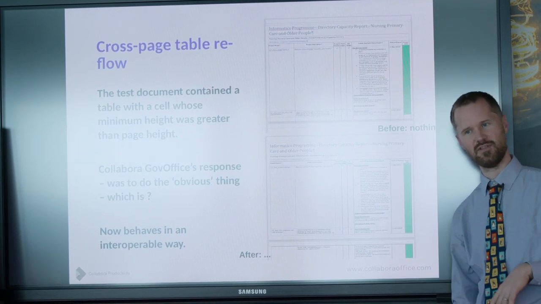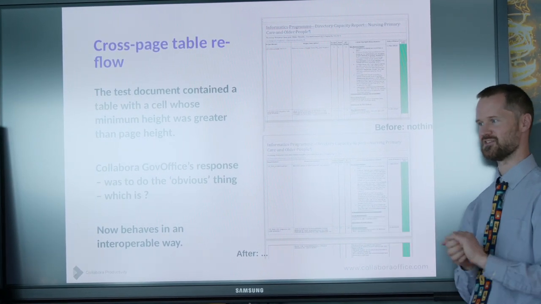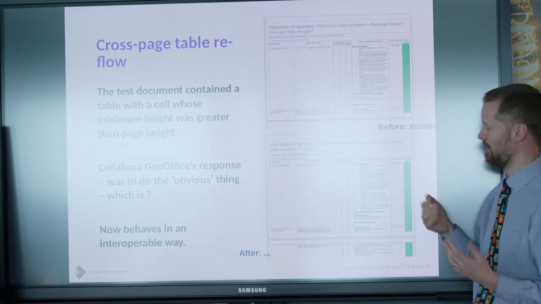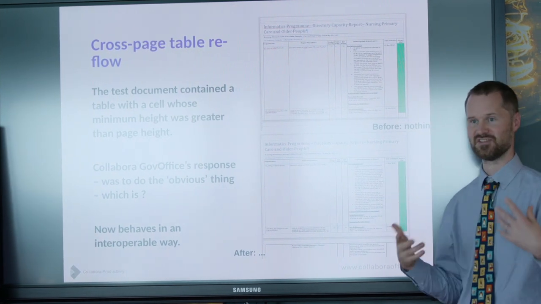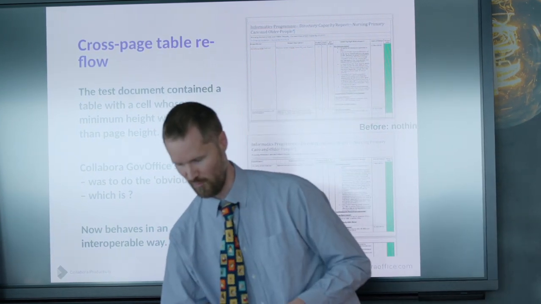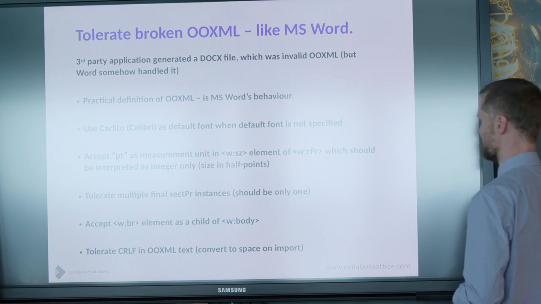It's just hard to know what you do in these cases where the document is fundamentally inconsistent. You cannot lay this table out in a way that's consistent. So what do you do? Well, now we abandon our sanity in the same way as Microsoft does, and it behaves in a more interoperable way, and you see your table nicely.